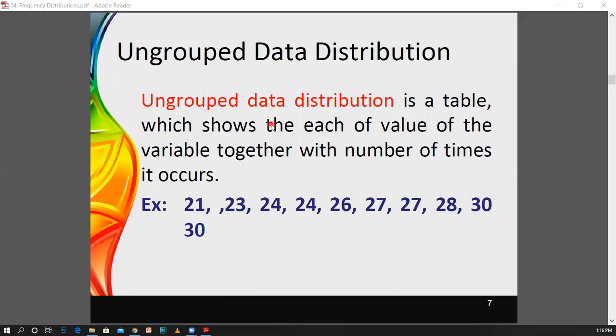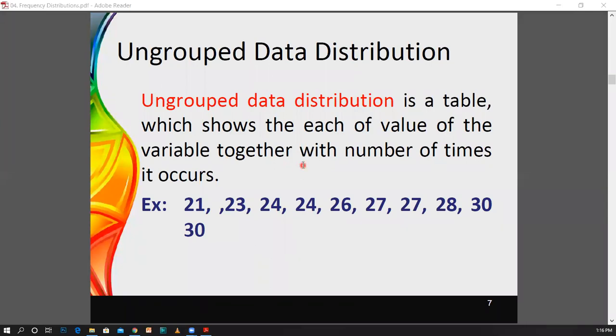Now we will focus on the next part. It is the ungrouped data distribution. Ungrouped data distribution is quite like a table, and this shows each value of the variable together with the number of times it occurs.